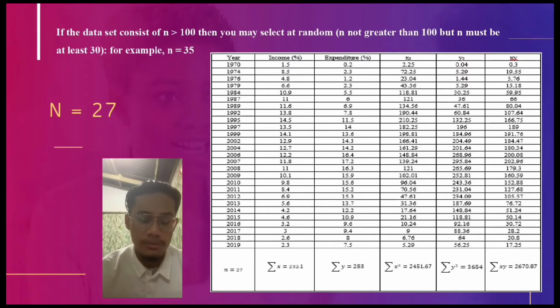Okay, so based on that, the income and the expenditure, I will count them. For the income, the sum of x square is about 232, and for the expenditure, the sum of y square is 283.